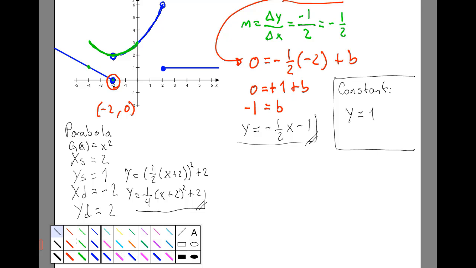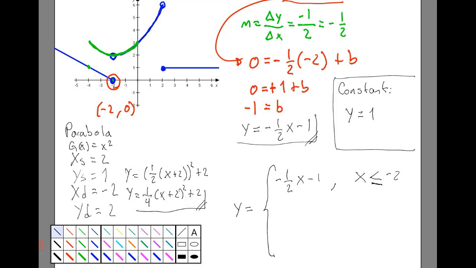Now we use the notation of piecewise functions, that is y equals, and we write the list of functions. In this case, the line is negative 1/2 x minus 1, comma, and we write the interval. We can notice here that the x values come from negative infinity and arrive here at negative 2. So we are going to write that the interval is from negative infinity to negative 2. That means for values of x less than negative 2. Is it equal? Yes, it's less than or equal.